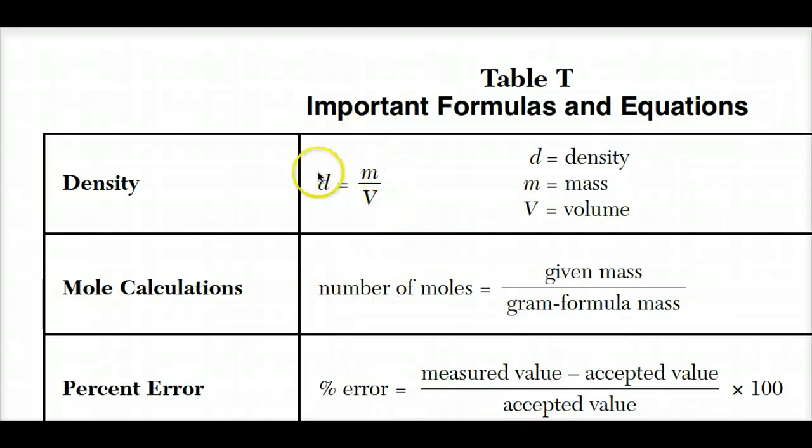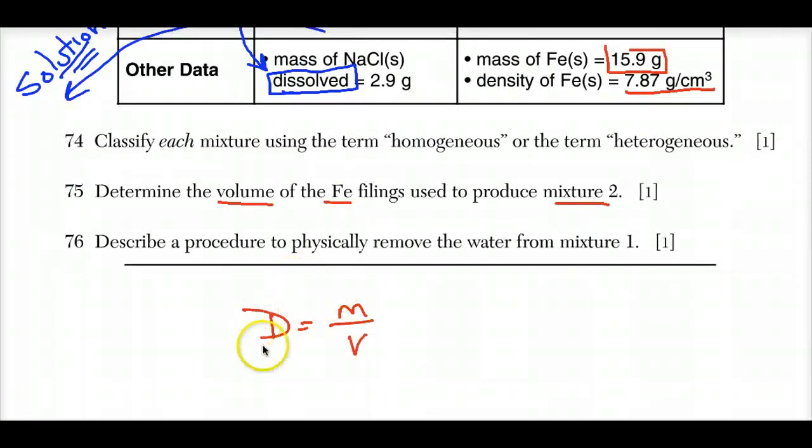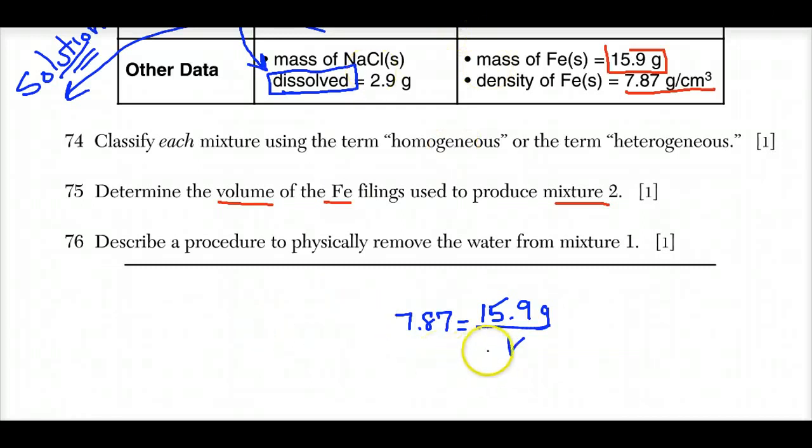So this was a density question. Density is mass over volume. So again, if you needed that reminder, there it is in Table T. So now that we know we need this formula, let's plug in. The mass is 15.9 grams, and the density is 7.87. All right, and what we knew is we're going to solve for the volume now.